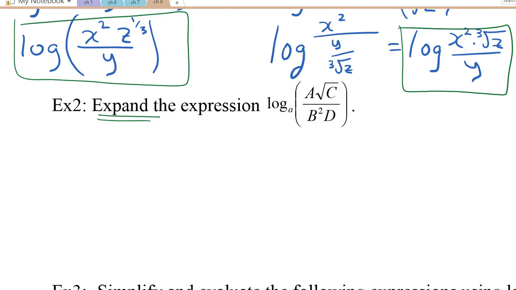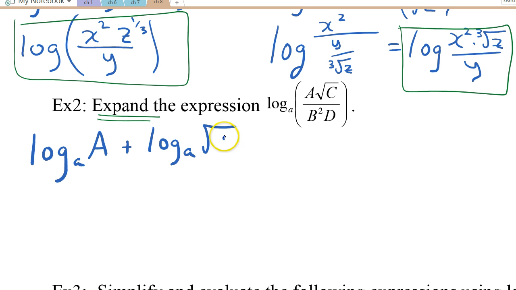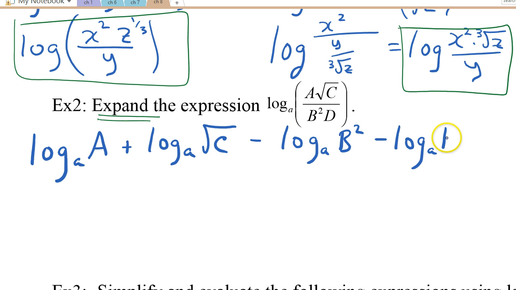So here we can write the log base A. Now if it's in the numerator, it's going to be positive of capital A. It's multiplying inside of the log, so when I expand it, that's going to be changed to adding the log base A of the square root of C. So I'll do this one part at a time. So this is going to be the square root of C. Now in the denominator, we're subtracting the log base A of uppercase B squared. And now this is also in the denominator, so I'm also subtracting the log base A of D.